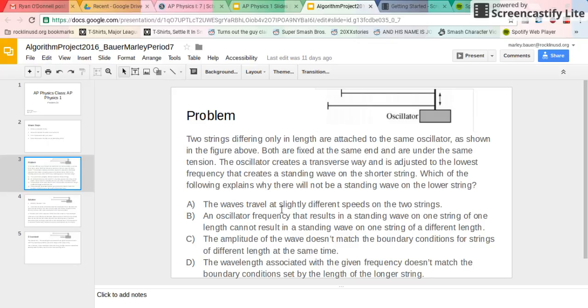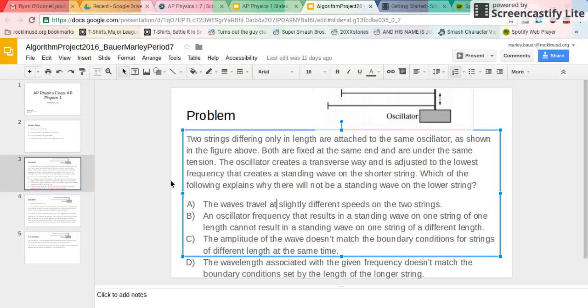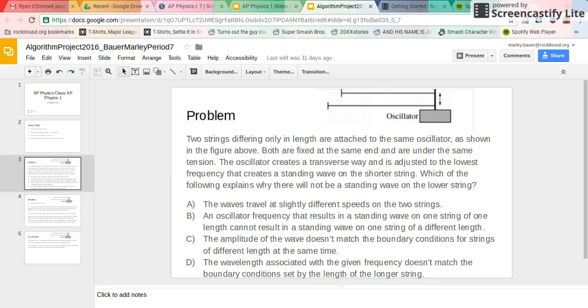A, the waves travel at slightly different speeds on the two strings. B, an oscillator frequency that results in a standing wave on one string of a given length cannot result in a standing wave on a string of a different length. C, the amplitude of the wave doesn't match the boundary conditions for strings of different length at the same time. Or D, the wavelength associated with the given frequency doesn't match the boundary conditions set by the length of the longer string.